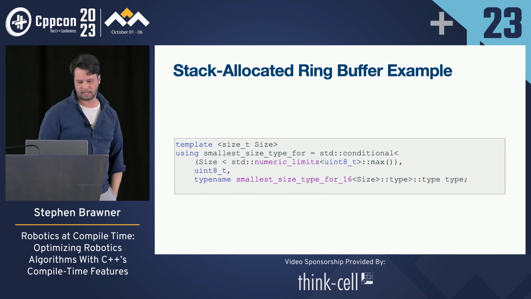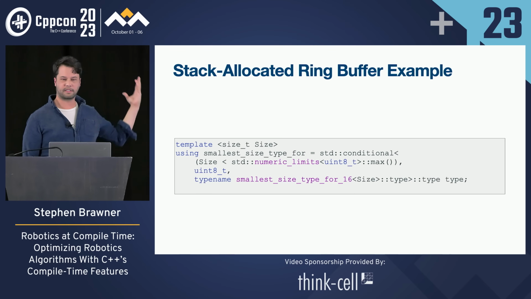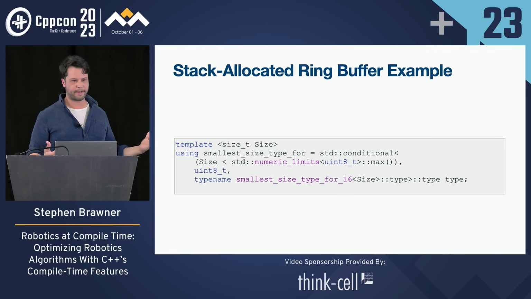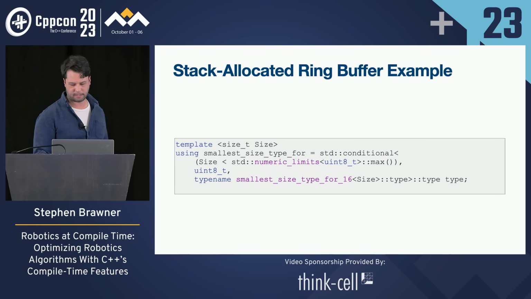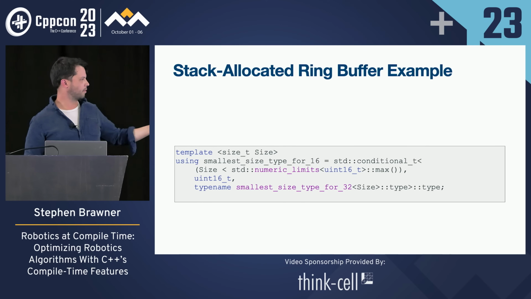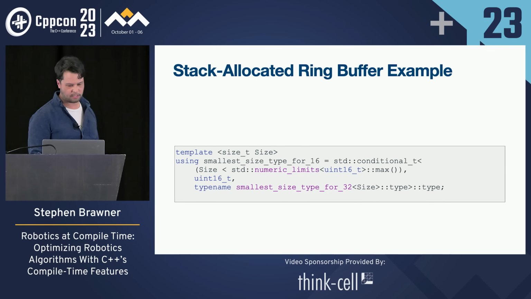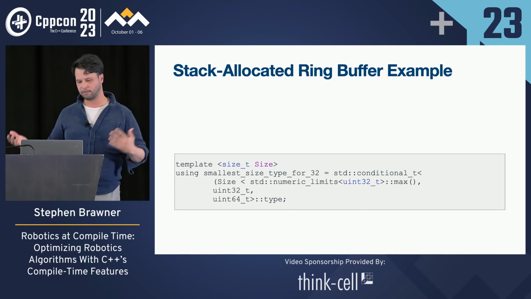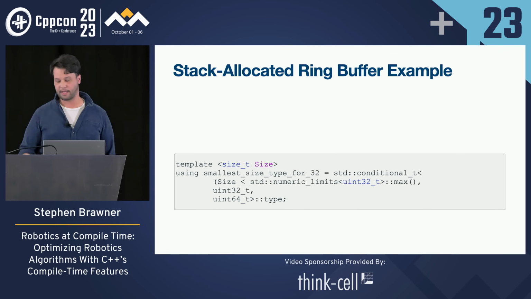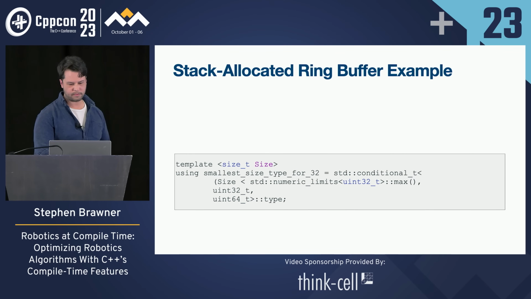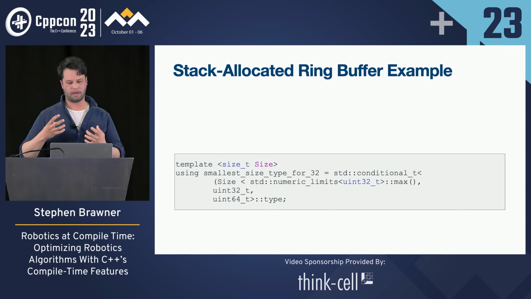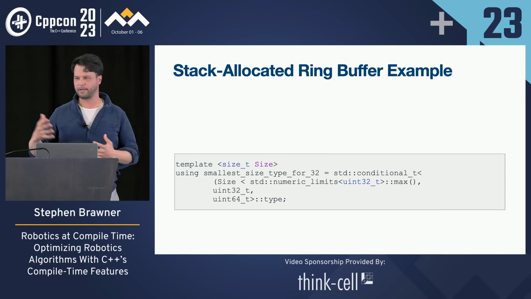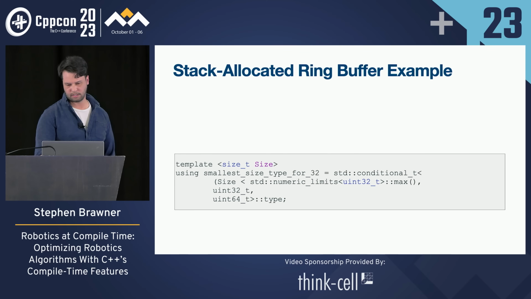So the smallest size type looks kind of like this. It's a type alias against std::conditional, where if the size of the ring buffer is less than the limits of uint8 max, then we'll choose uint8. Otherwise, move on to the next type. If it's small enough for uint16, use uint16. And then if it's small enough for 32, use 32, otherwise use 64, that kind of thing. So the footprint in memory of your ring buffer object could be reduced.